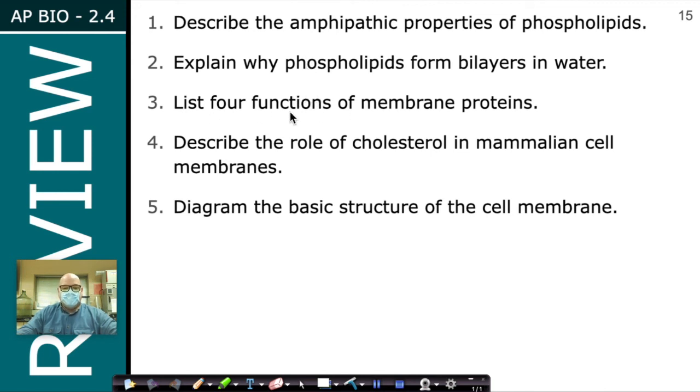Okay, so we looked at a list of membrane proteins. You should be able to tell me some of those functions. We looked at what cholesterol does in animal, specifically mammal cell membranes. And you should be able to draw or identify things that are going on in a diagram of a cell membrane. All right, we're going to go ahead and end this one. So this is 2.4, membranes.